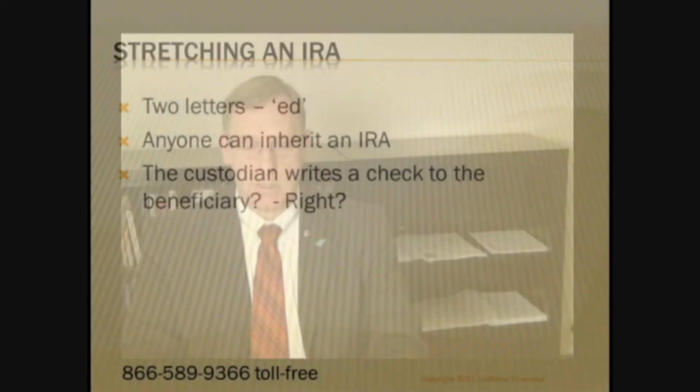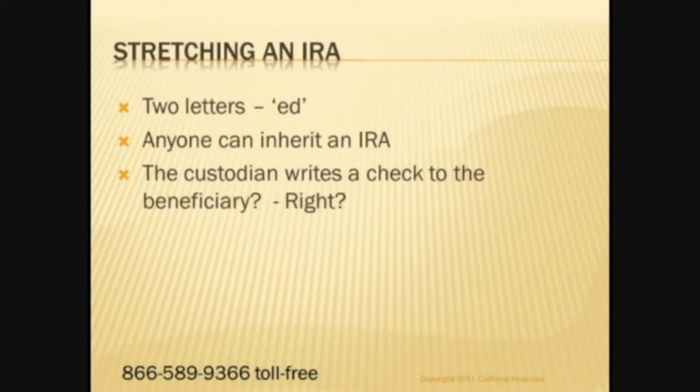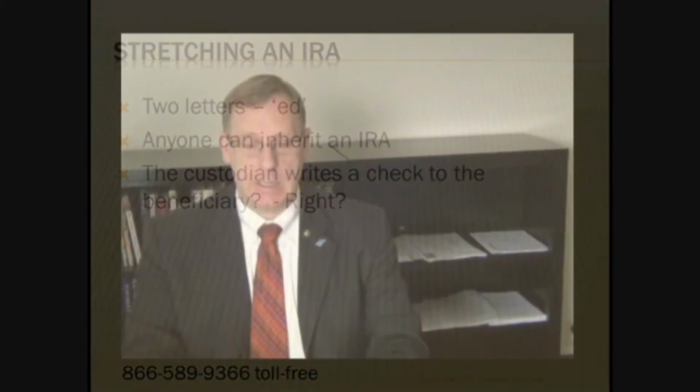Inherited is very different from inheriting. So it's easy to inherit an IRA, but an inherited IRA has two letters that distinguish it. It's called inherited, E-D on the end. Anyone can inherit an IRA. You can name your children, your neighbor, your postal person, whoever you would like to be your beneficiary.